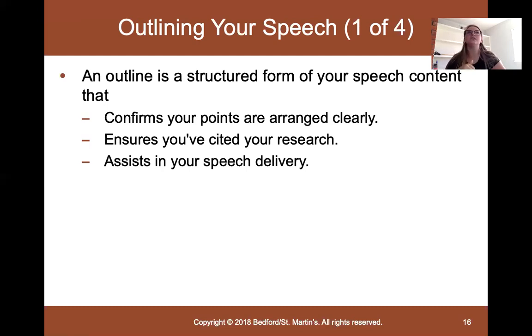Because not only do you need to cite things in your speech, you need to cite them verbally. If you give a statistic and don't tell me who told you that statistic, that is plagiarism. You need to find all of this stuff.